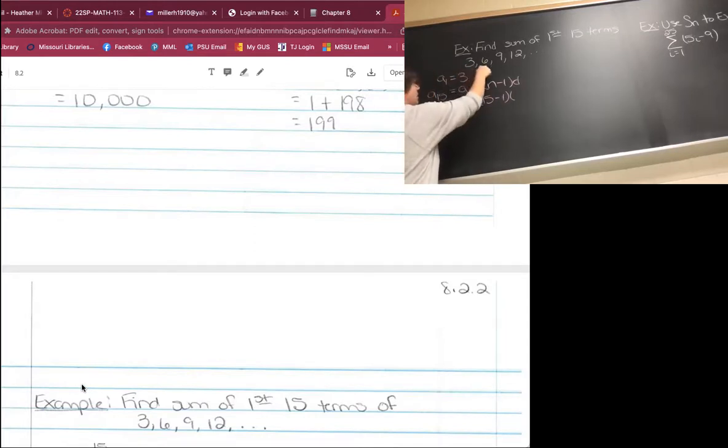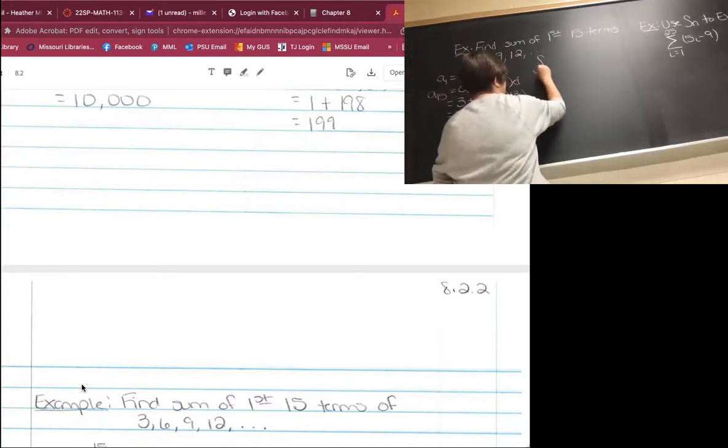If I'm going 3 to 6 and 6 to 9 and 9 to 12 and so on, I have a common difference of positive 3. 3 plus 15 minus 1 is 14 times 3. So that's 3 plus 42 equals 45. So my first term is 3 and my nth term is 45.